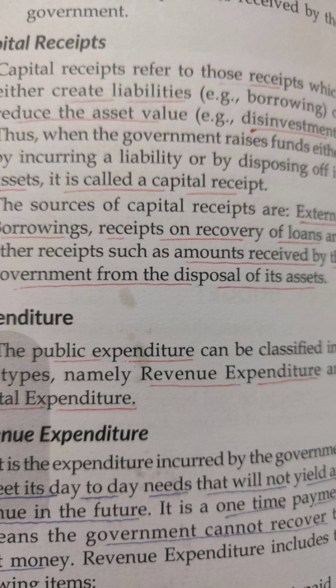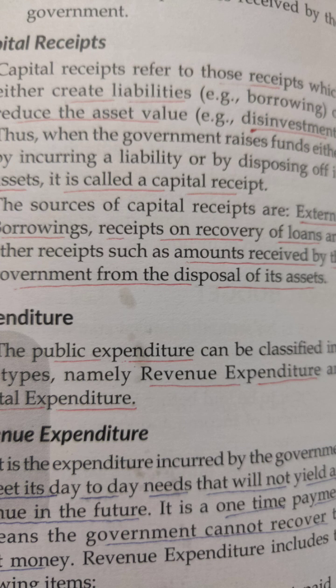Types of borrowing. 1. External borrowing. Borrowing money from other countries or international organizations like the World Bank or IMF. Example, India takes a loan from Japan to build a high-speed train. 2. Internal borrowing. Borrowing money within the country, usually from banks or by issuing bonds. Example, the Reserve Bank of India gives a loan to the government.